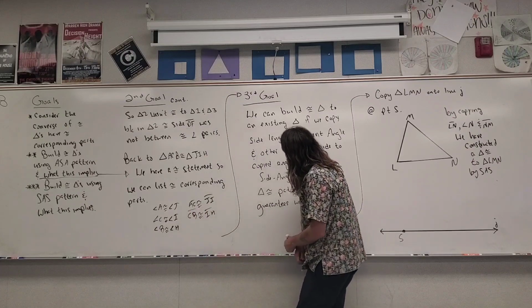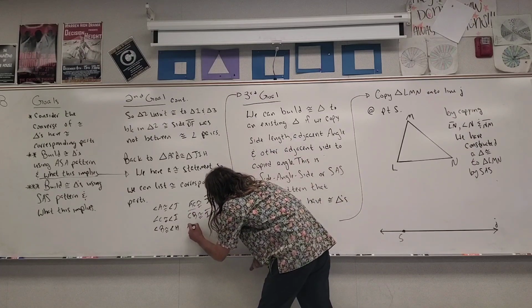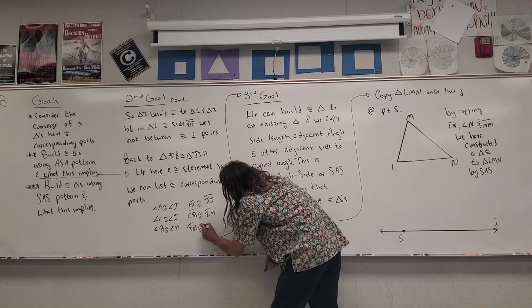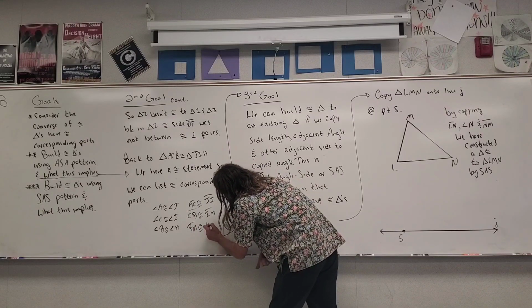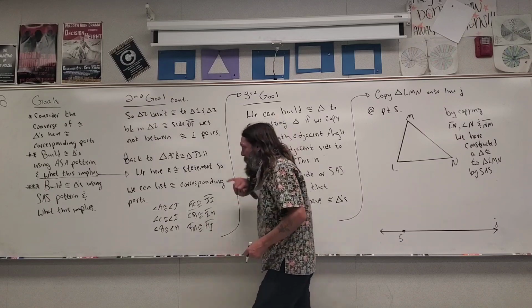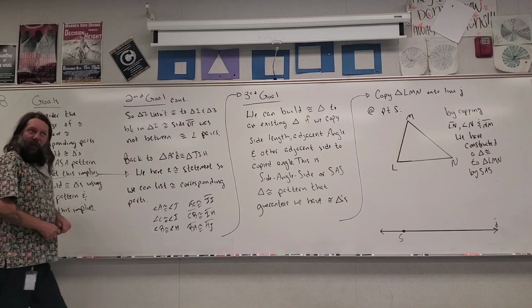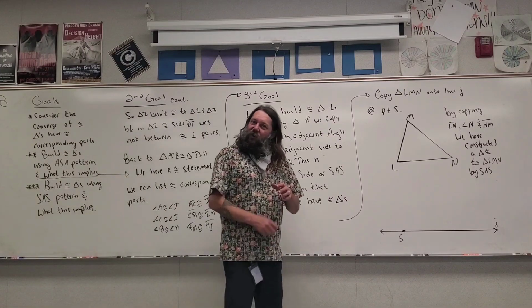And finally, I know that side BA is congruent to side HJ. And this is what we get from the congruent corresponding parts. So we're going to start to see a structure.